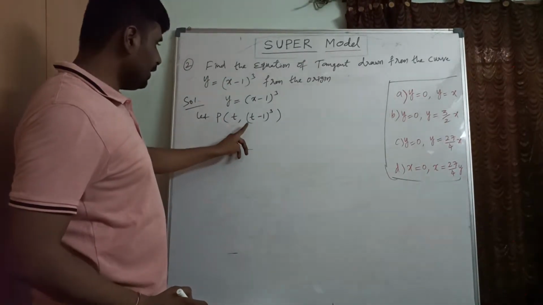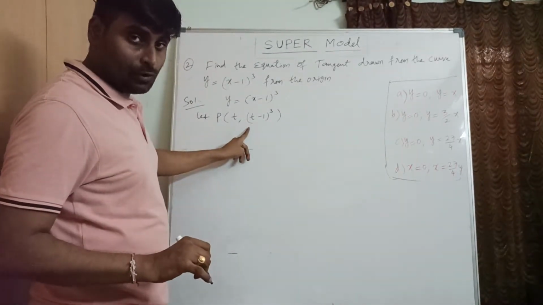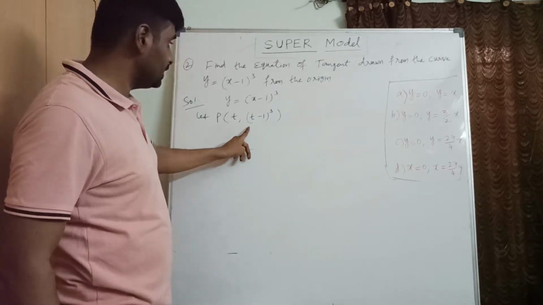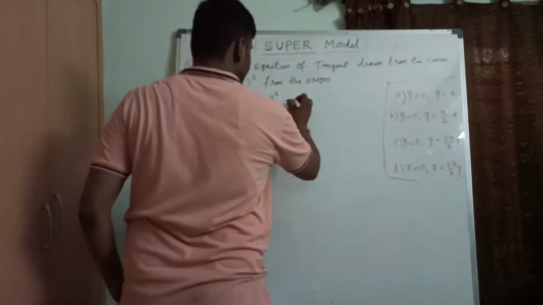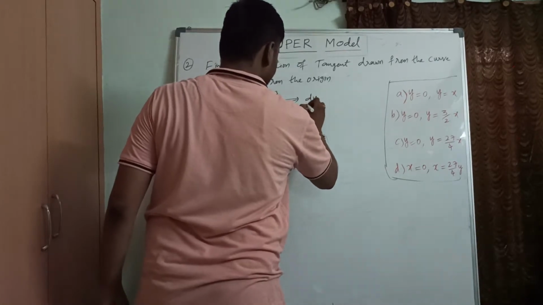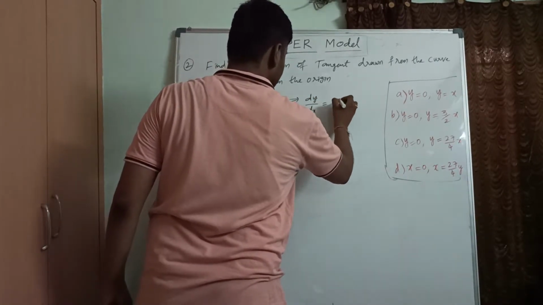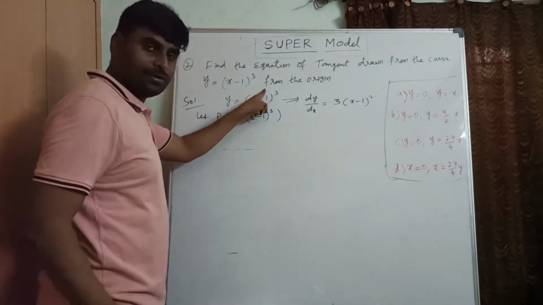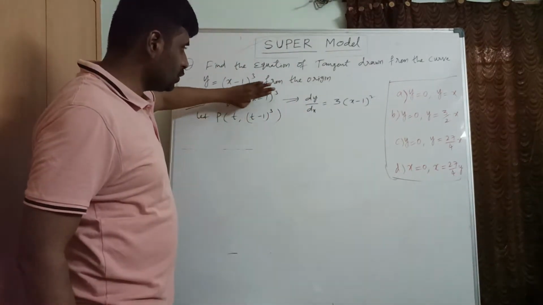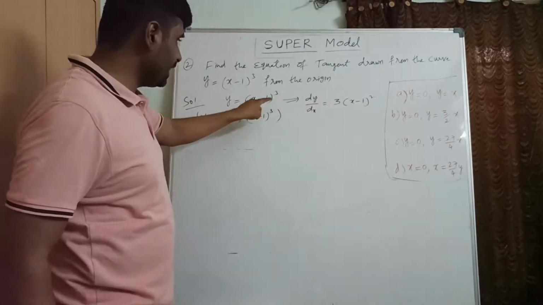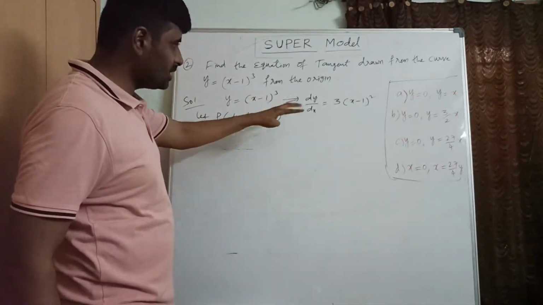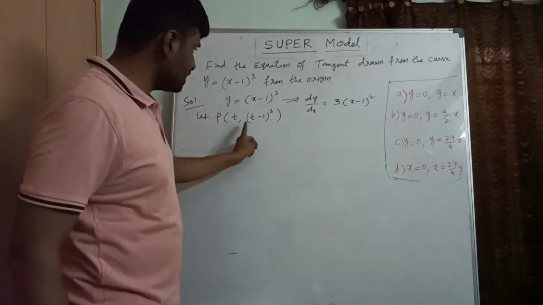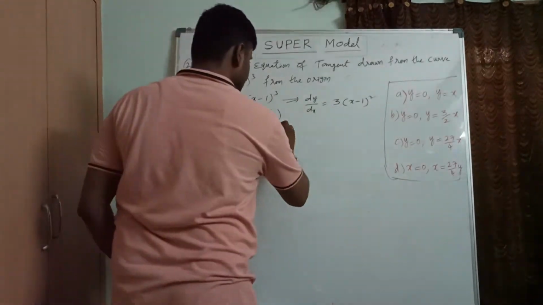Now, whenever you have a point, we need to find the slope also to find the equation of tangent. Differentiate this. dy by dx equals 3 into (x minus 1) whole square. x cube differentiation is 3x square, so x cube form is 3 into that one square. Again, inside derivative is 1 minus 0, 1, right? Now substitute this point, we will get the slope.